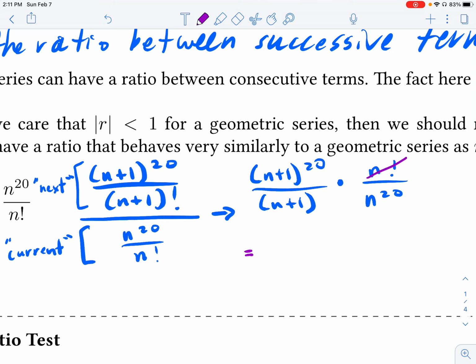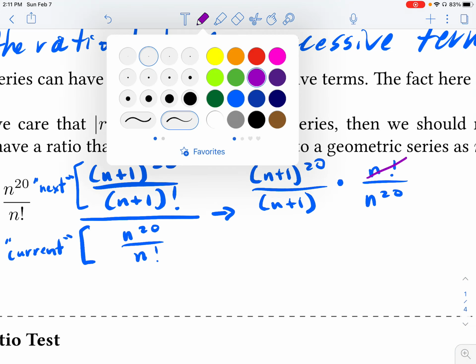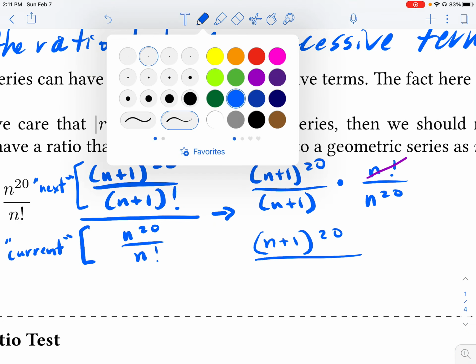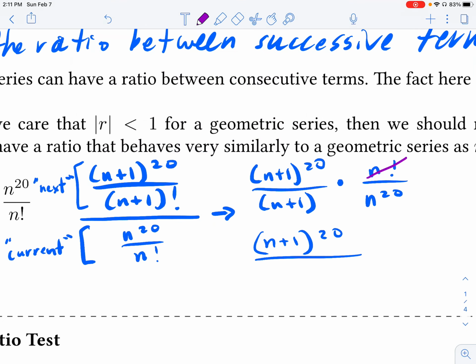We can say that this is n plus 1. Actually, let's go back to blue. We have n plus 1 to the 20th power over, well, actually, before I continue, I also notice that this n plus 1 in the denominator here can divide into this n plus 1 to the 20th power up here, leaving an n plus 1 to the 19th power. So I'm going to rewrite that. I'm going to say this as n plus 1 to the 19th power over n to the 20th.